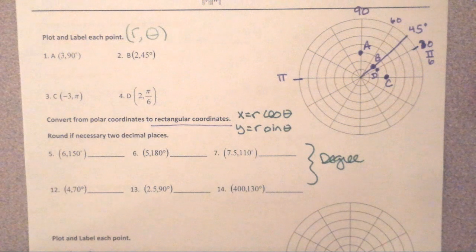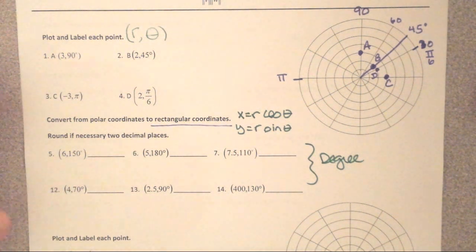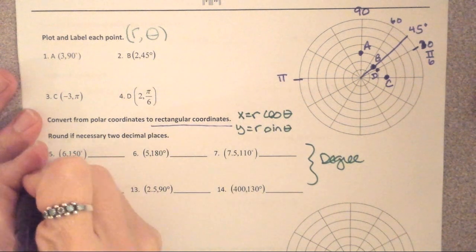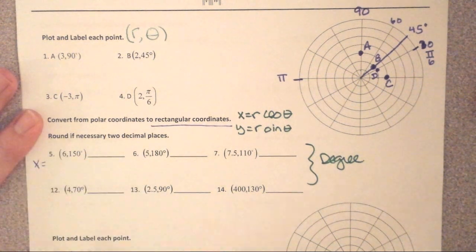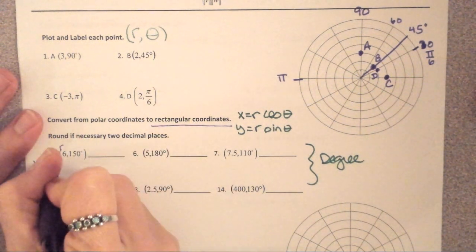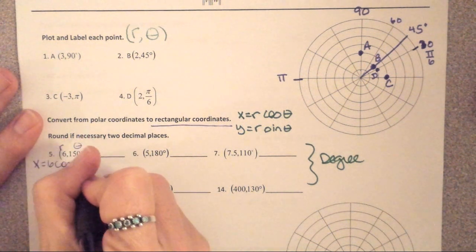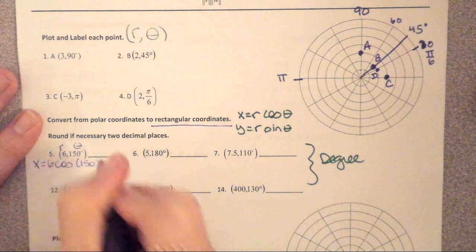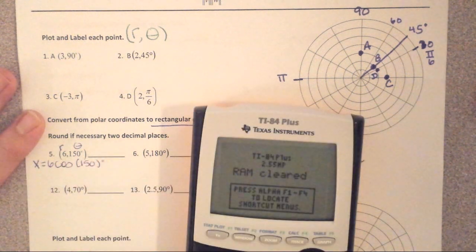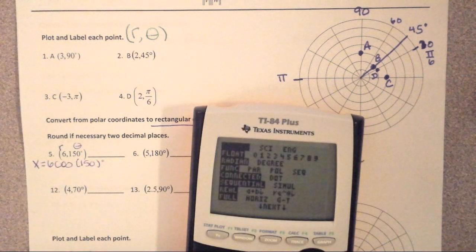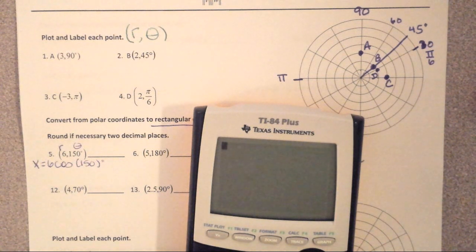Okay, so I'm going to do a couple of these with you, and then I'm going to pause the video and let you do some on your own so that you can check. So on number 5, to find the x coordinate, I'm going to take the r, which is 6, and multiply it by cosine of theta, which is 150 degrees. And I go to my calculator. I'm going to double check that my mode is in degree. It was not, so good thing I checked. And now I'm going to type in 6 cosine 150 degrees, and I'm going to hit enter.